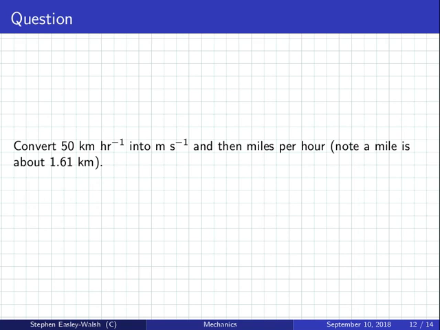So I want to show you a process that I feel is more useful. As an example, we'll convert 50 kilometers an hour into meters per second, and then part 2, miles per hour. But first we'll do kilometers per hour into meters per second. Now how would you do that?